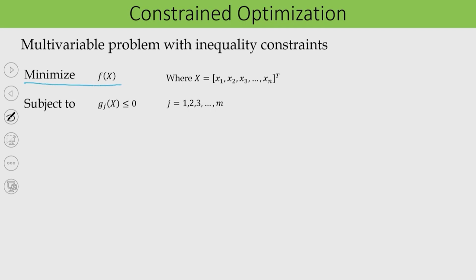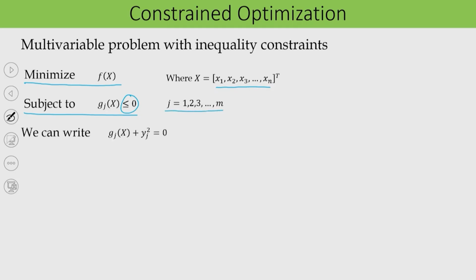Minimize f(x) subject to g_j(x) less than or equal to 0. We are not considering the equality constraint here, only the inequality constraint. So, this is a less than or equal type constraint. The number of variables here is n and the number of constraints is m.